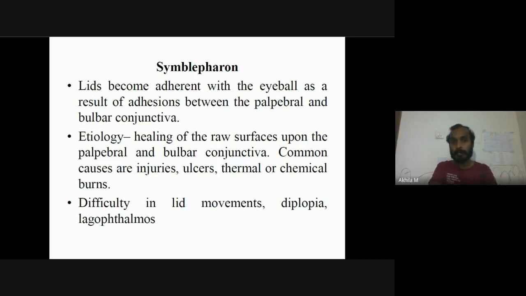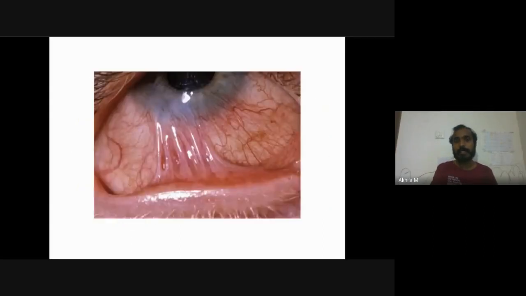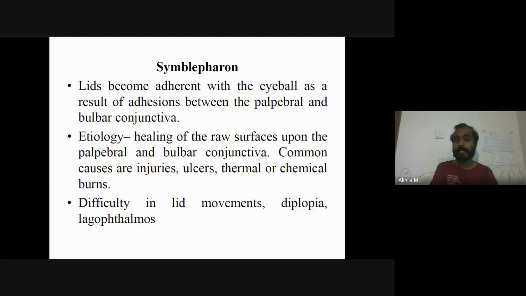Symblepharon means adhesion and joining together of the palpebral and bulbar conjunctiva. After healing of some injuries or ulcers, when we do not care for or treat them properly, the palpebral and bulbar conjunctiva join together. This condition is called symblepharon.